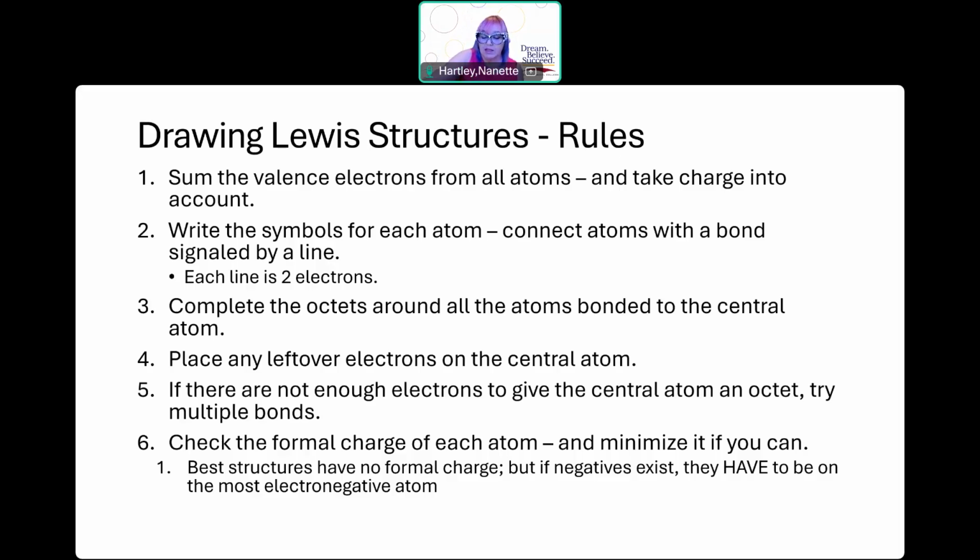like looking at the number of valence electrons that atom brought to this. So how many electrons did it bring to the party? We subtract the number of bonds that it has. So how many bonds does it make? And then we subtract the number of non-bonding electrons. So how many electrons does it have around it that belong only to it? Okay, so the number of non-bonding electrons. So those are my steps.